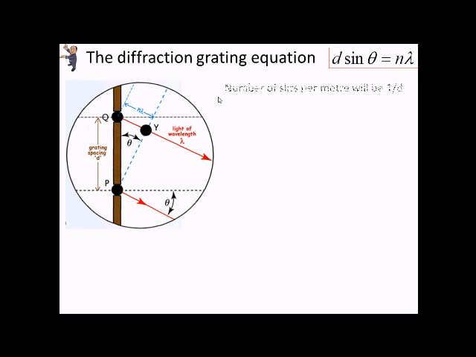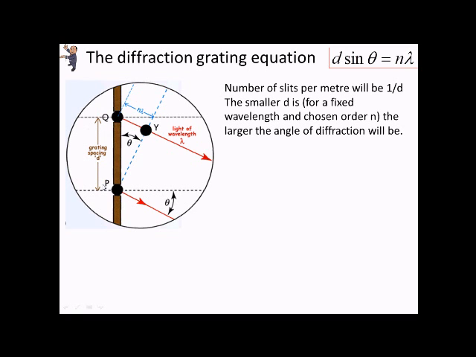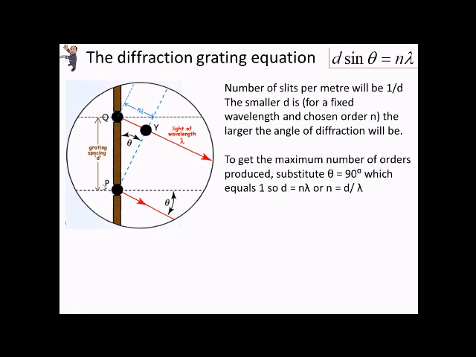So remember, d is the grating spacing. So the number of slits that there are going to be in 1 meter of this diffraction grating is going to be 1 divided by this spacing. The smaller d is, the more diffracted the light will be. To work out the maximum number of orders produced, so the maximum diffraction that happens, we substitute theta, the angle of diffraction, for 90 degrees. And remember, sin 90 is 1. So to work out the maximum order, we do d equals n lambda, or n equals d divided by lambda.